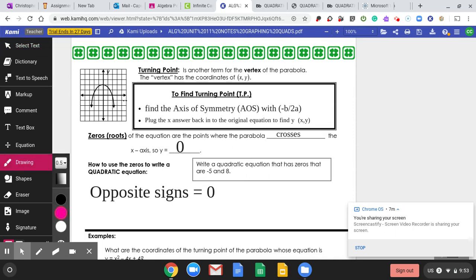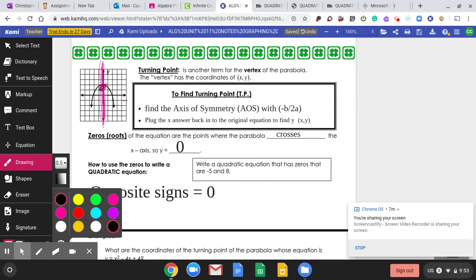So for example, it might be this spot right up here. That would be your turning point, whereas the axis of symmetry is the line that splits it down the middle. So there's a difference between an axis and a point. We were looking for the point. All right. Roots, or zeros, are the areas where it crosses the x-axis.